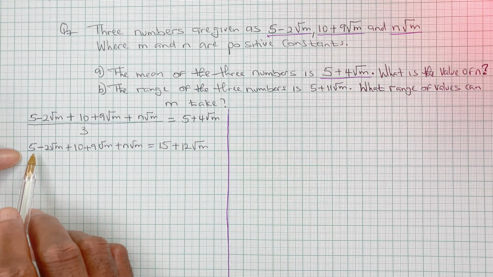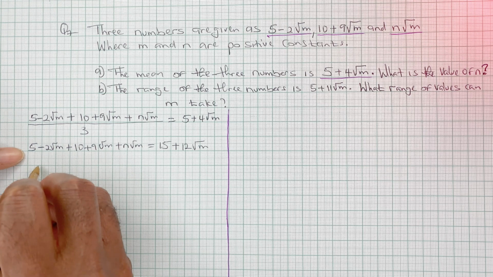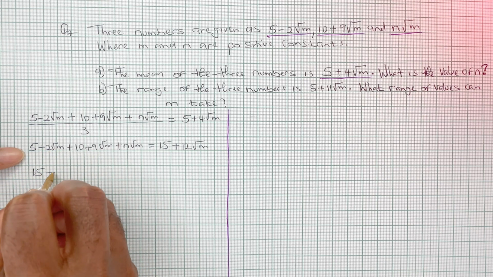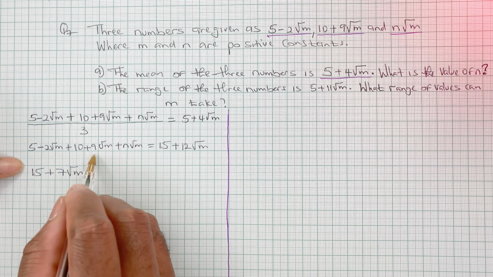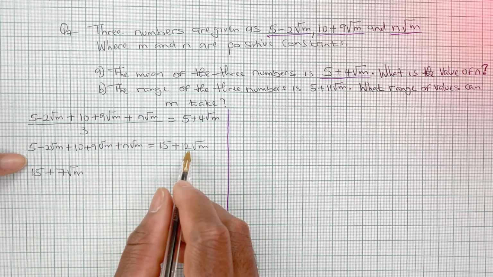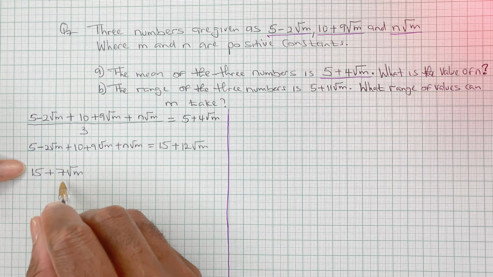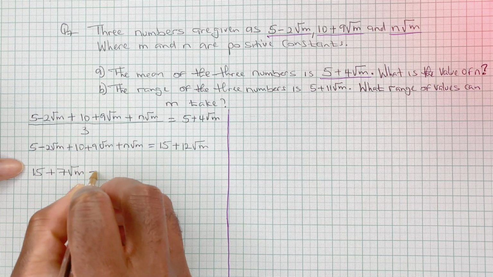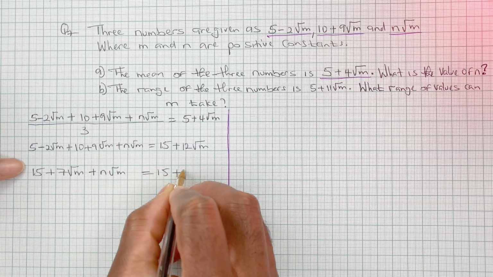Now, all I need to do is simplify and find n. 5 plus 10 is 15, so 15 there. And minus 2 root m plus 9 root m, so I'll get plus 7 root m. If I take the numbers to the other side, whichever way I want to do it, I have plus n root m equals 15 plus 12 root m.